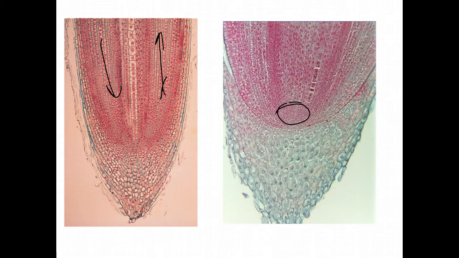An additional structure that a root has is this area right here, which are extremely heavy-walled, very thick cells called the root cap. And what's the purpose of the root cap? Right. Yeah, to protect the meristematic zone, the root meristem.